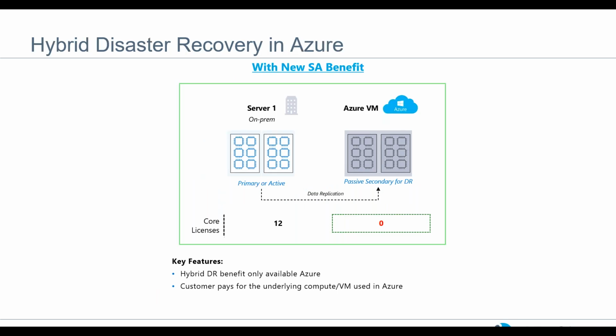If we're moving to cloud, or in this scenario, Azure, again, we only need to license the active, the primary SQL Server, and it allows us to have a passive DR in Azure at no extra cost to you, as long as you have active software assurance.